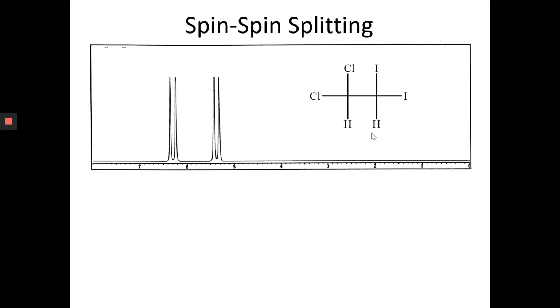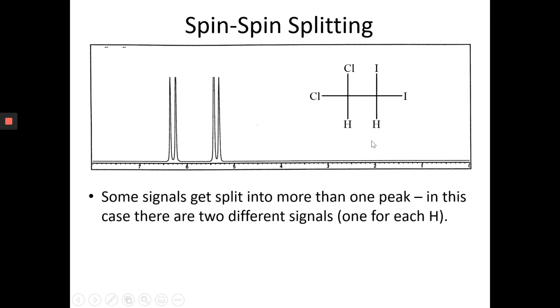So let's have a look at this. Okay, so some signals get split into more than one peak. In this case, if we were reading this spectra, we would say that there are two different signals. A signal arises from one hydrogen or a group of hydrogens that are the same as each other. In this case, we have this hydrogen attached here and this hydrogen attached here. So with two hydrogens, we're expecting two signals, and that's what we see. This is a signal, and this is a signal as well.